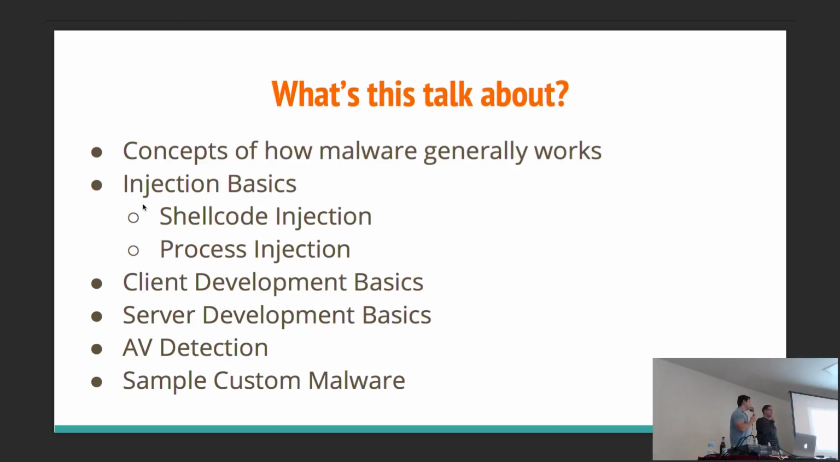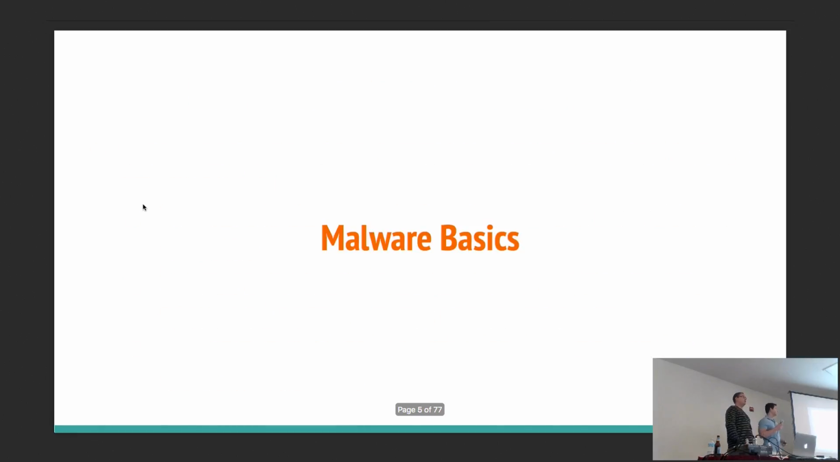So what's this talk about? It's pretty much just about how malware generally works, and we'll talk about some injection basics using shellcode injection and process injection into memory. Then we'll talk about some client development basics, meaning what you should develop in a client that's going to be put on a victim machine, and what you should develop on a server that's going to be put on your machine so you can control your client. We'll talk about some AV detections and how you can mitigate some of that, and then also some sample custom code that we've developed so you can see how you can use them as stagers and other initial points of entry.